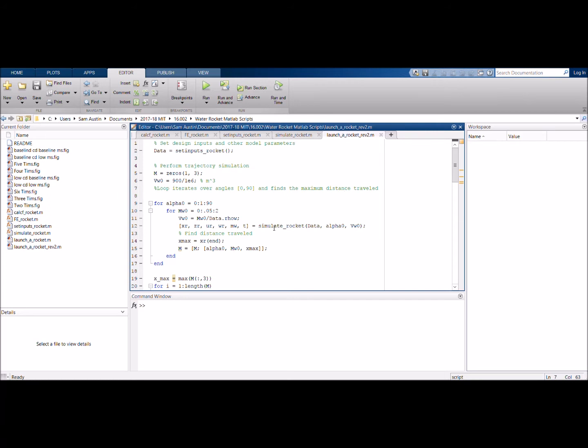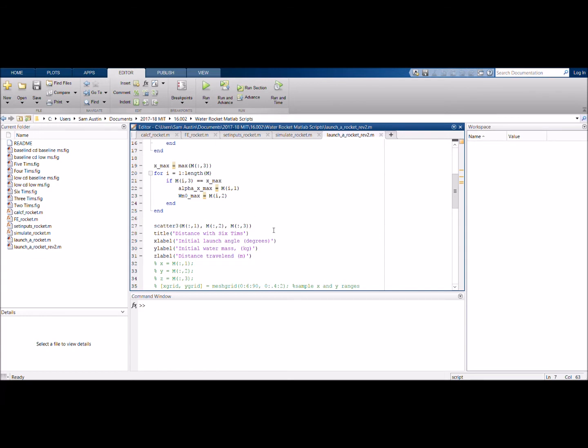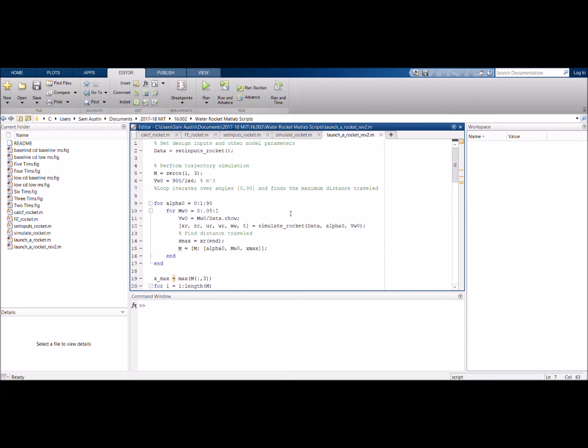So essentially, the script consists of a nested for loop that iterates over all the possible water masses from 0 to 2 kilograms in steps of 50 grams, and all the possible launch angles in steps of 1 degree from 0 to 90 degrees. For each step, we calculate the maximum distance traveled by running the launch rocket simulation with those initial conditions, and we generate a 3600 point multivariable plot that we plot using the scatter function. And an example of one of these plots is given over here on the left.